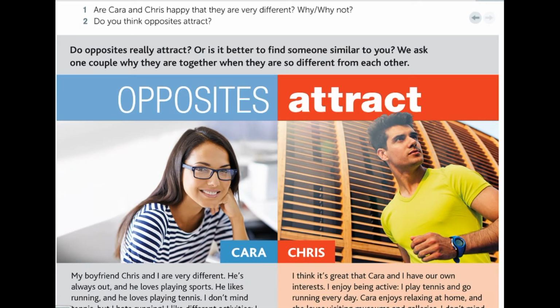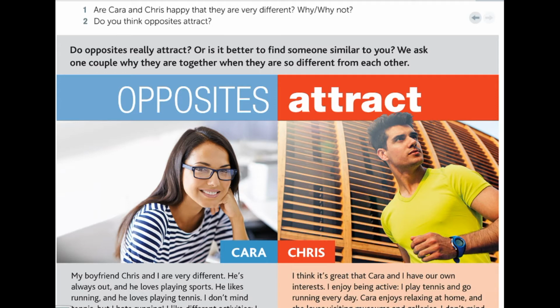So, do you think that this couple, girlfriend Kara and boyfriend Chris, is a good couple? Do you think they are happy? This is question number one. Are Kara and Chris happy that they are very different? Remember that Kara said she hates sports, right? She's not an active person. Very different from Chris, who loves sports. He's very active. But Chris hates what Kara loves, that is, art, visiting museums, right?